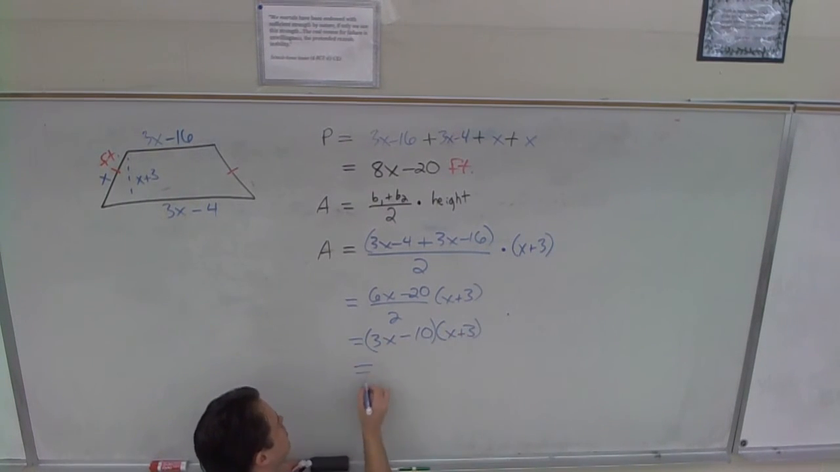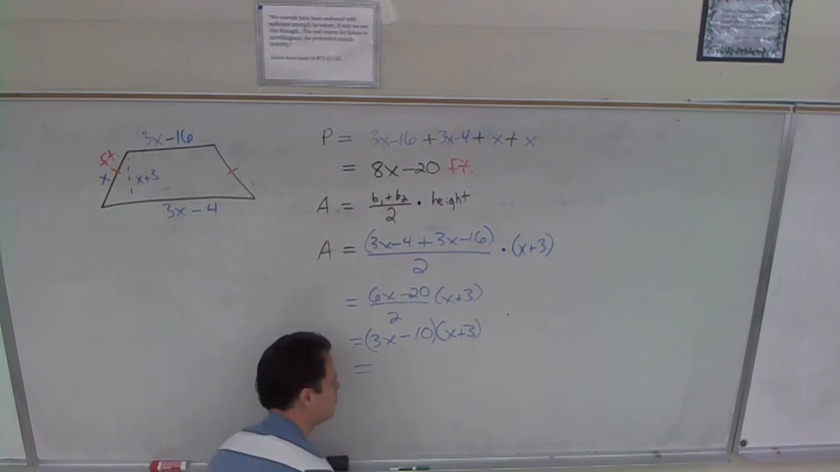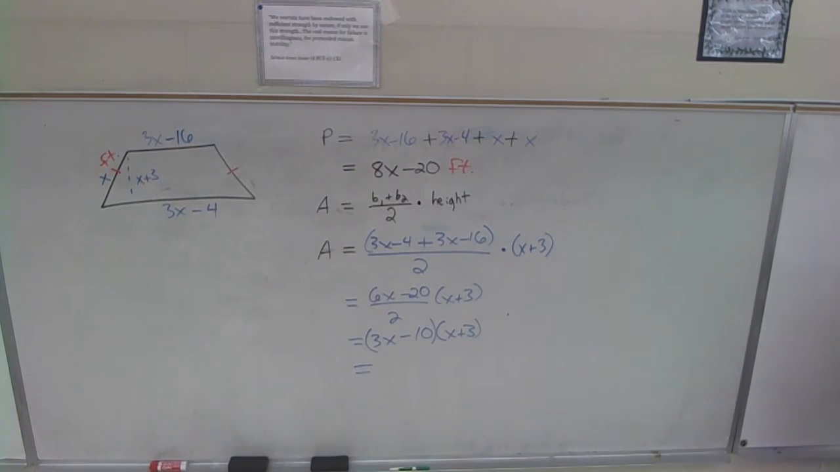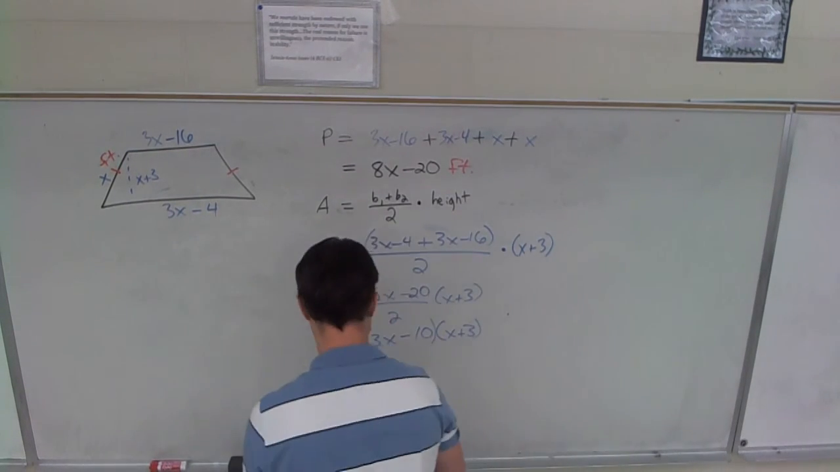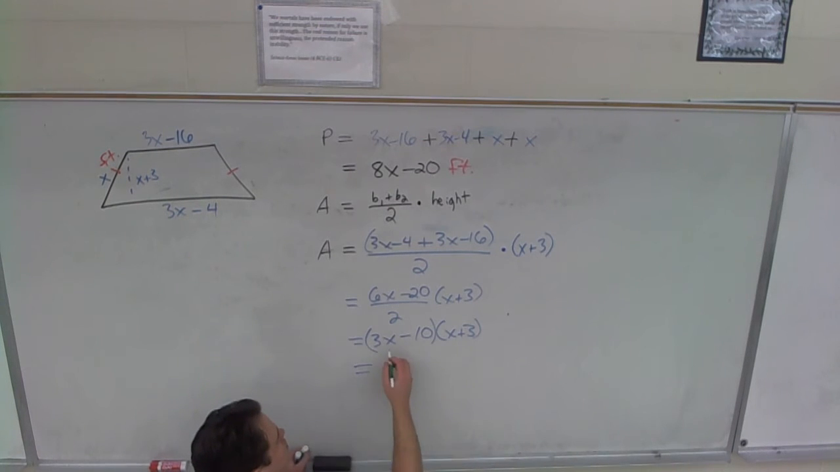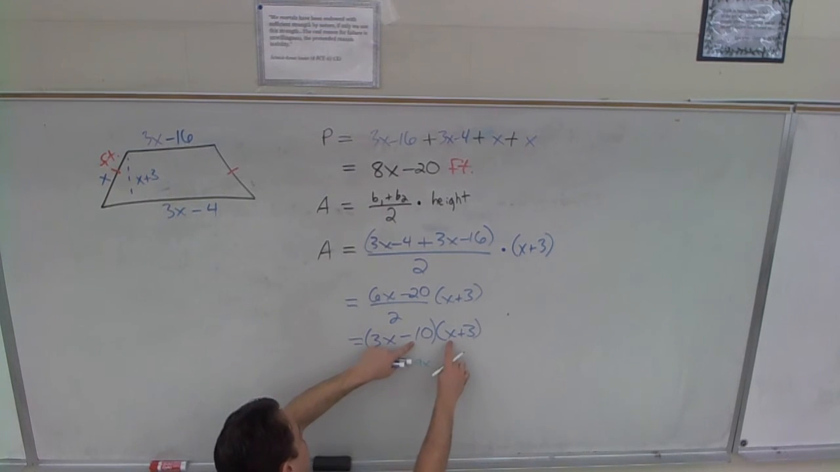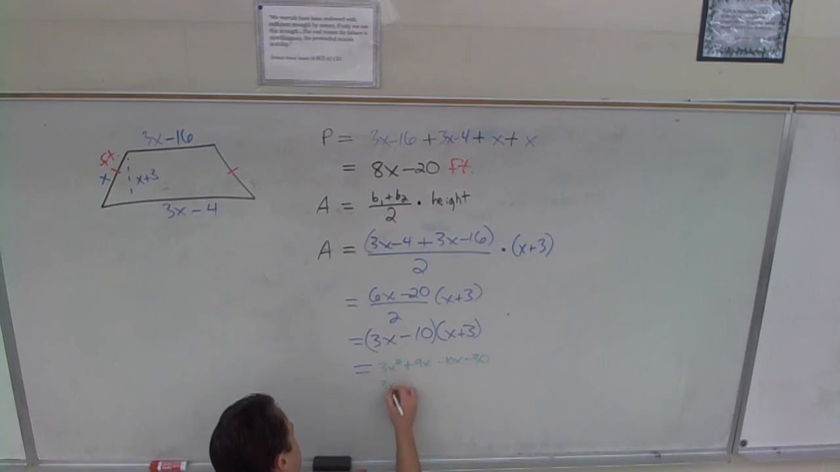And I can sit here and let you guys do that yourself. Why don't you? Go ahead. Expand that out. So here's what I think you should have got. Check your answer. Most of you had something close. This times this is 3x squared. This times this is 9x. And here we've got a negative 10x. And here we've got a negative 30. Those are like terms. 9 minus 10 is negative 1.